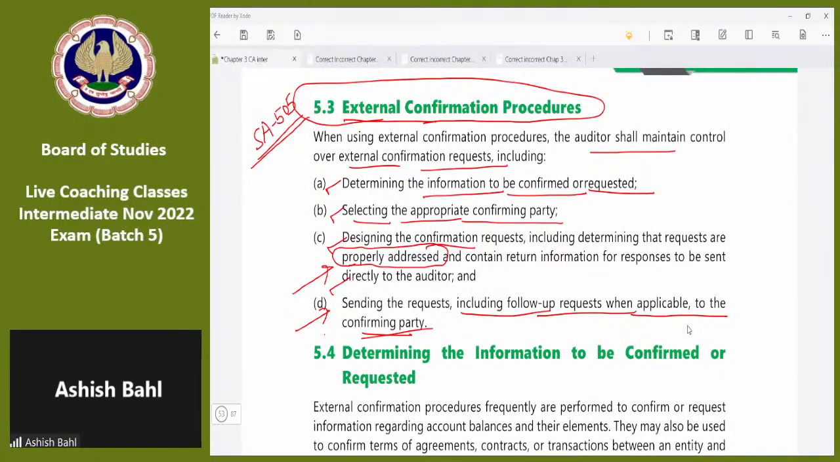Sending is very important. You have designed a request, but you have not sent it. You have failed to post it. You have failed to send it by speed post. If you had designed a procedure that all my requests would be sent by speed post, but some of them have not been sent by your office boy.